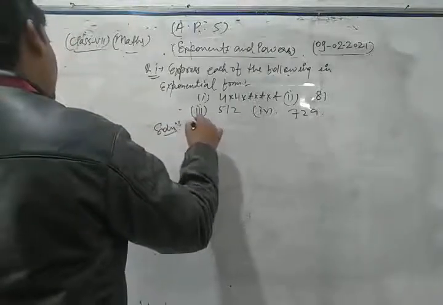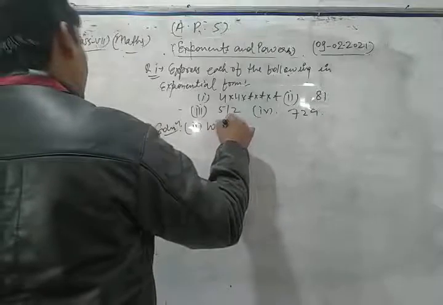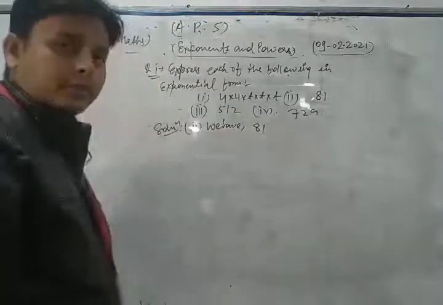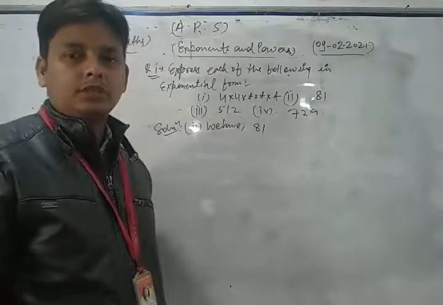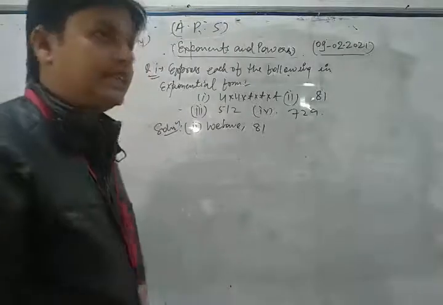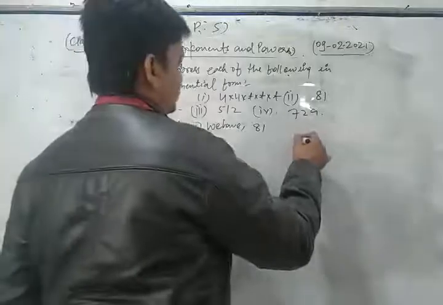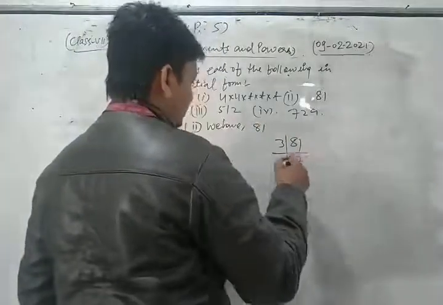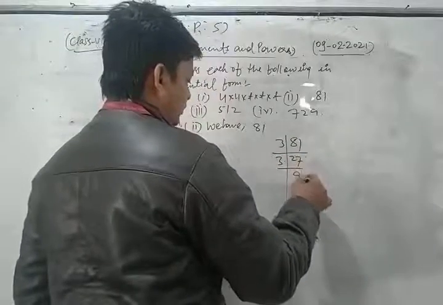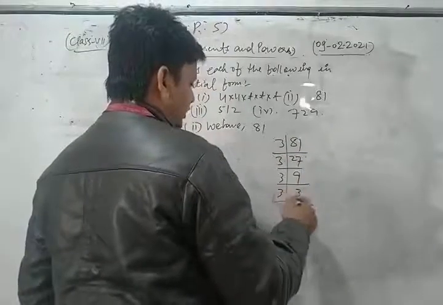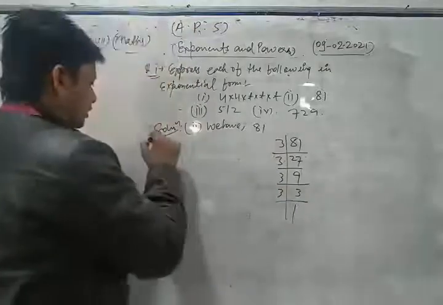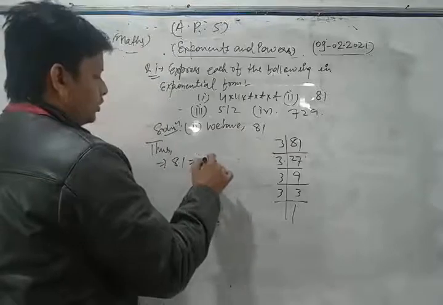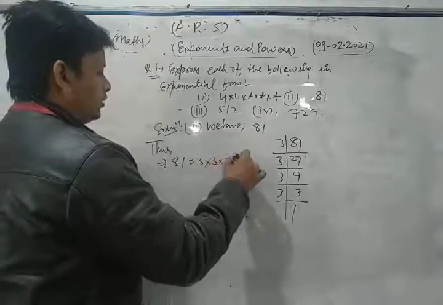Now we take and solve the second part of this question. First of all, we write 81. For that question, first of all, we do the prime factorization. We get the prime factorization of 81. 3 times 27 is 81, 3 times 9 is 27, 3 times 3 is 9, and 3 times 1 is 3. Thus we write 81 is equal to 3 into 3 into 3 into 3.